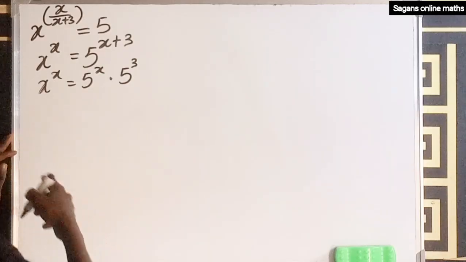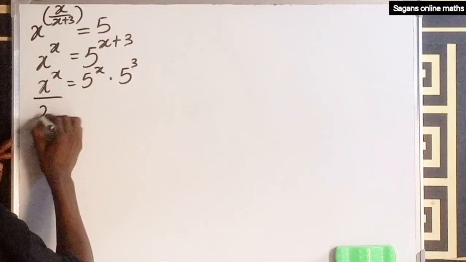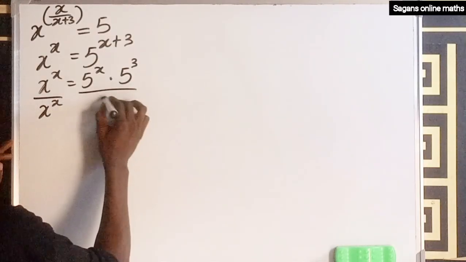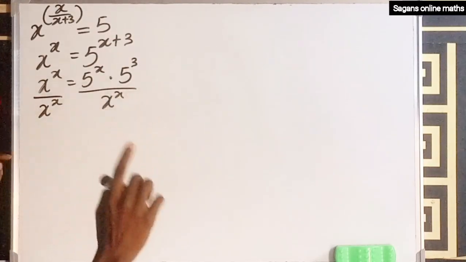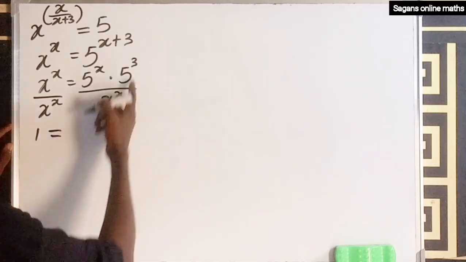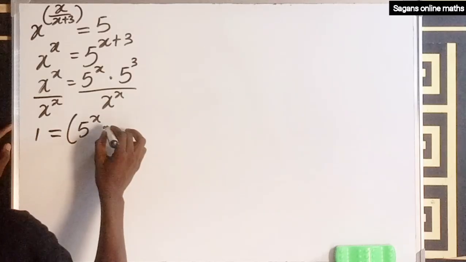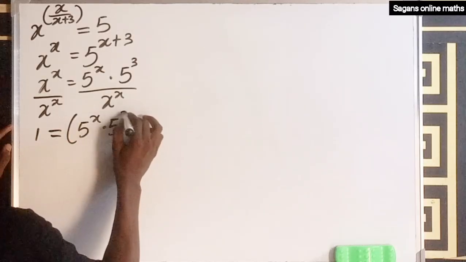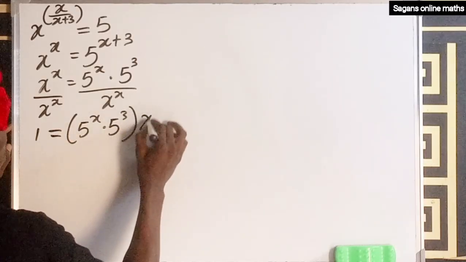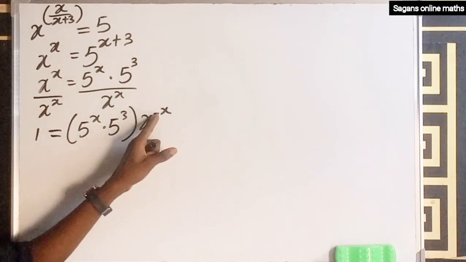What we are going to do is to divide both sides by x to the power of x. So if we divide here by x to the power of x and divide the whole of this by x to the power of x, you all agree that x to the power of x divided by x to the power of x is just 1. Then equals, we can write this as 5 to the power of x multiplied by 5 to the power of 3, then multiplied by x to the power of minus x. If you really obey the properties of indices, you know why you're having minus x, because you're having a division sign here, right?